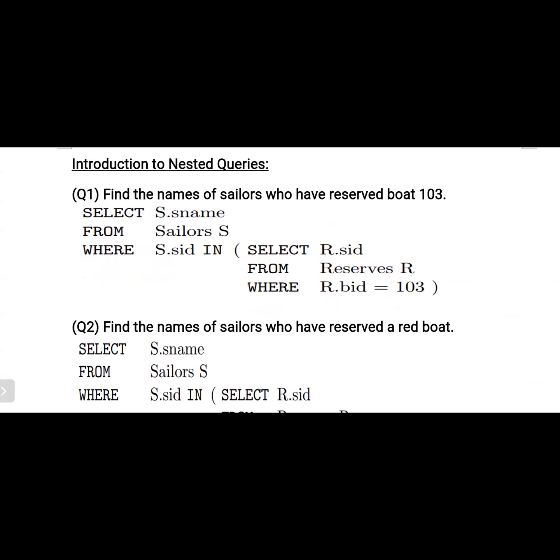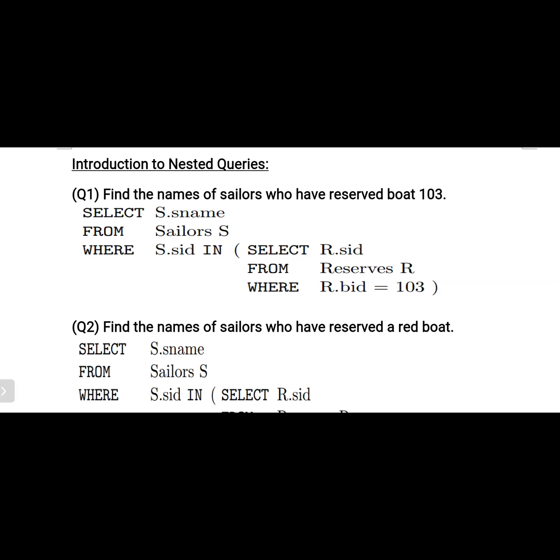If you observe here, find the names of sailors who have reserved red color boat 103 by using the IN operator. So what is the purpose of the IN operator? The IN operator first checks whether the given data is available within the inner query or not. If it is available, then that output is assigned to the outer query. Select r.sid from reserves R where r.bid equal to 103, then it will be giving the details of SID.